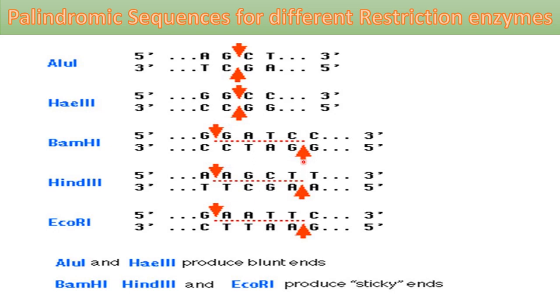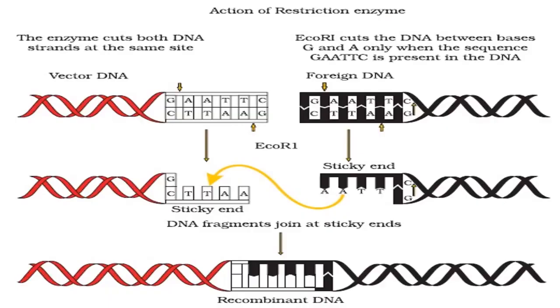The ends of DNA produced by these three enzymes are called sticky ends, and with these sticky ends it is easier to attach DNA strands to each other. DNA having sticky ends gets attached to each other more easily, while in the case of AluI and HaeIII, where blunt ends are produced, this task is difficult. This is about the action of a restriction enzyme, and in your syllabus it is about the EcoRI enzyme. So this is the action of restriction enzyme EcoRI, that is, how it cuts the DNA strand.